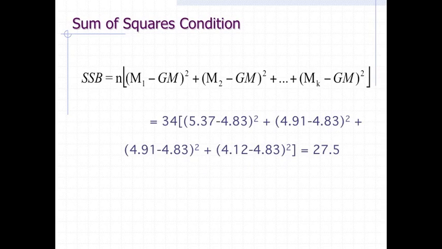The formula for the sum of squares between, SSB, or the sum of squares condition, is shown here. In this formula, n is the number of scores in each group, k is the number of groups, m sub 1 is the mean of condition 1, m sub 2 is the mean of condition 2, and m sub k is the mean of condition k. For the smiles and leniency study, there are 34 subjects in each condition, and the grand mean is 4.83. The SSB is calculated as shown and is equal to 27.5.